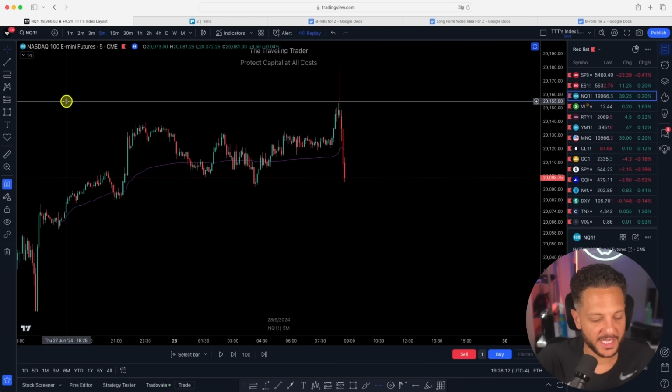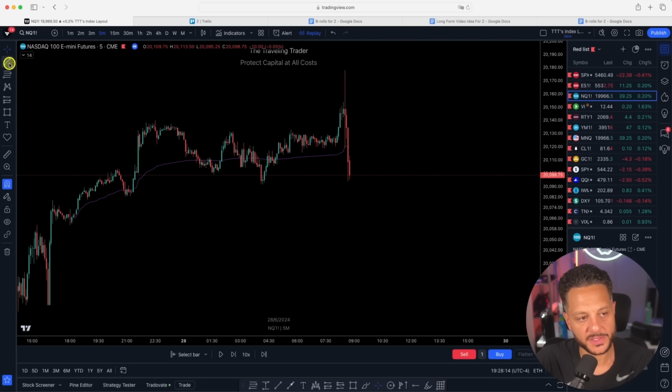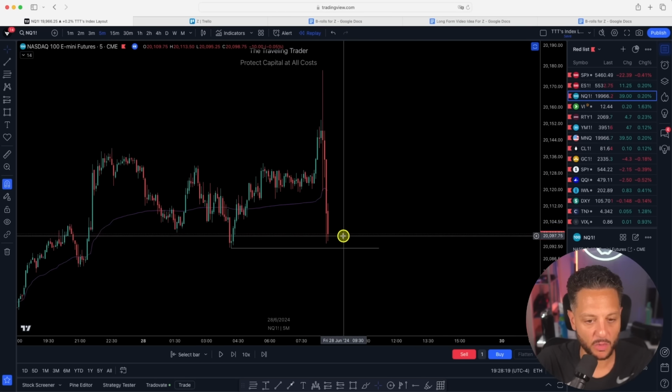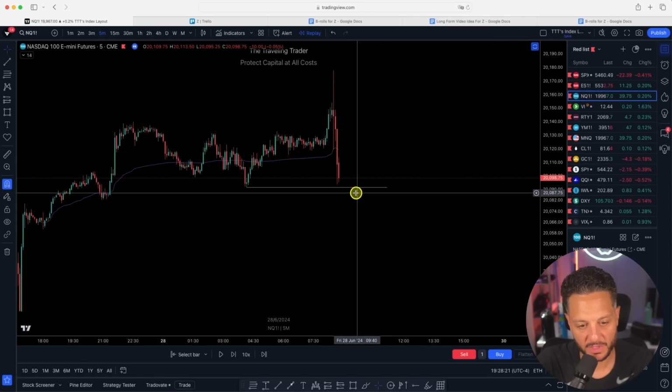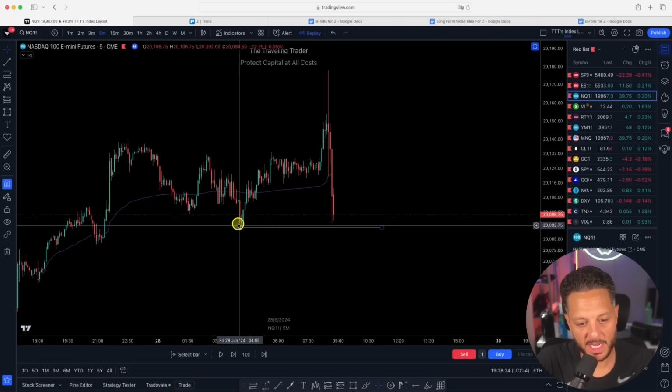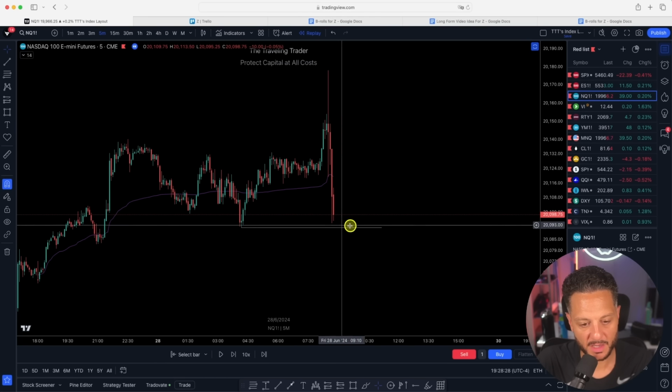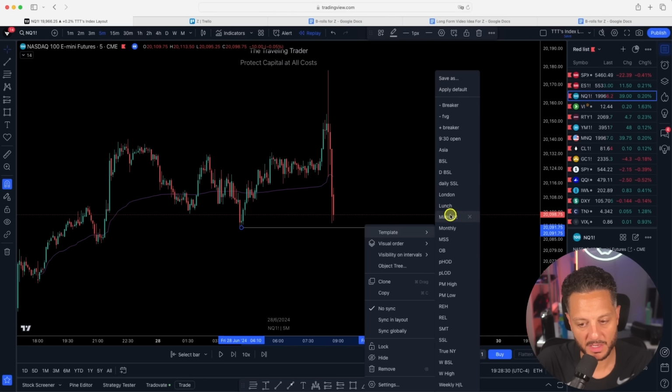Okay. All right, my second favorite entry model is a model that's usually to be had at market open. It's a model that's usually to be found at market open, right? So if we look at NQ here, this right here is London low. It's the low between 2 a.m. and 5 a.m. So let's just go ahead and mark that.